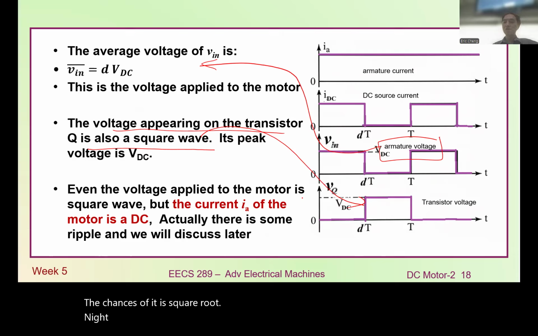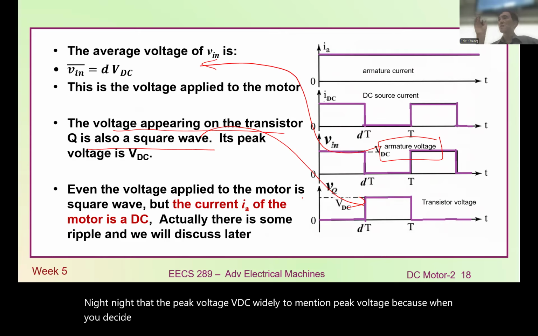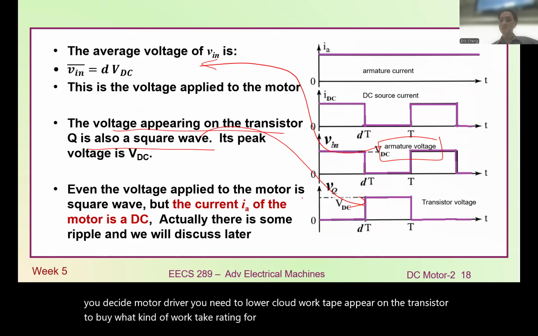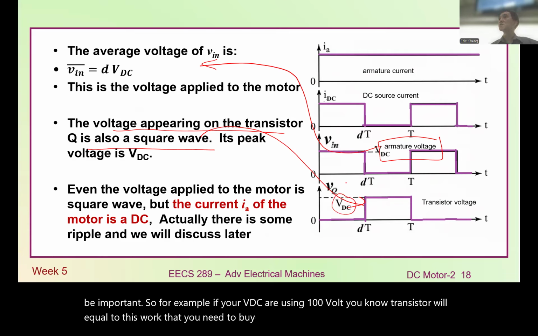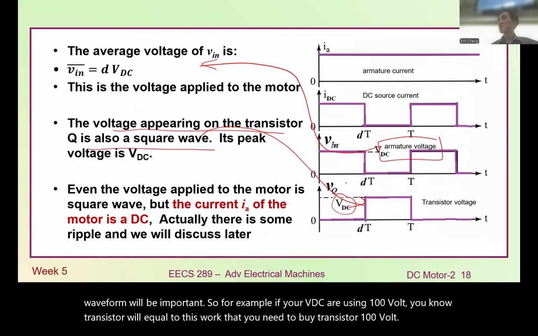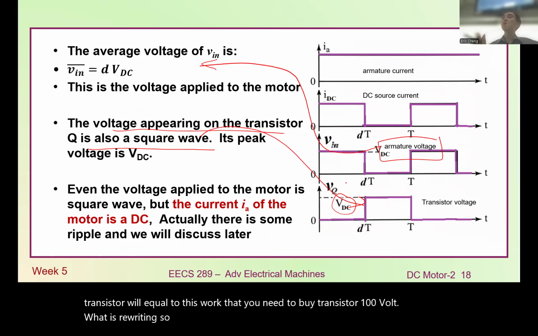The peak voltage is VDC. Why do I need to mention the peak voltage? Because when you design a motor driver, you need to know what kind of voltage appears on the transistor, to buy the right voltage rating for the transistor. So this waveform will be important. For example, if your VDC is 100 volts, the transistor voltage will equal this voltage, and you need to buy a transistor with a 100 volt rating. So that waveform tells you how we're going to design the motor driver.